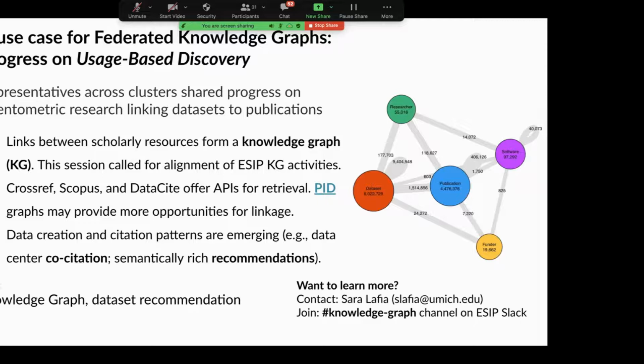And finally, I think going forward, there's going to be more work coming out from this group on some interesting projects, for example, possible projects on building things like data set recommendations, as well as being able to better understand data usage across organizations. So I would encourage anyone who's interested in this topic just to join the conversation on Slack. There's a #knowledge graph channel on ESIP that's pretty active, and I really like hanging out there and contributing to that conversation as well. Thanks.